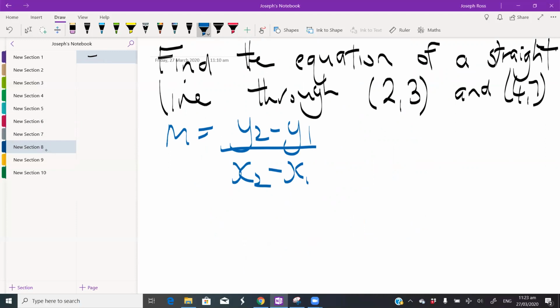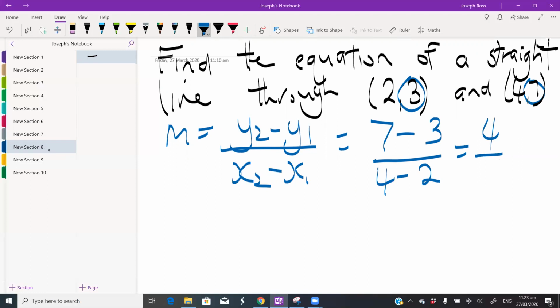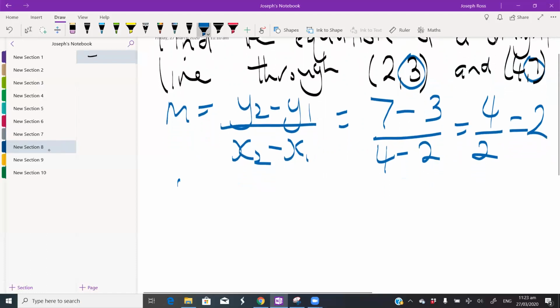So here we have the y's: 3 is y1, 7 is y2, so y2 is 7 and y1 is 3, over the x values, x2 is 4 and x1 is 2. So we've got 7 minus 3, which is 4, over 4 minus 2, which is 2, and we get 4 over 2, which is 2. Okay, so we have a gradient of 2, which tells us that our straight line is going to be y equals 2x plus c.